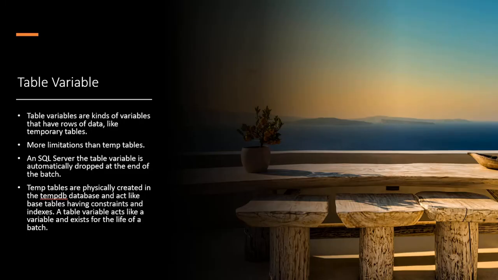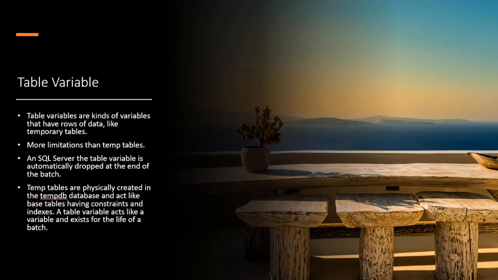Our last category of tables is a table variable. Now, table variables are like other types of local variables, but these have rows of data. They actually have more limitations than temp tables. So you could do a table variable or a temp table, but we have more limitations than does a temp table. SQL Server drops the table variable at the end of the batch. That's an advantage. Temp tables, again, are physically created in the TempDB database and have constraints and indexes, whereas a table variable acts like a variable and exists, again, just for the life of the batch.